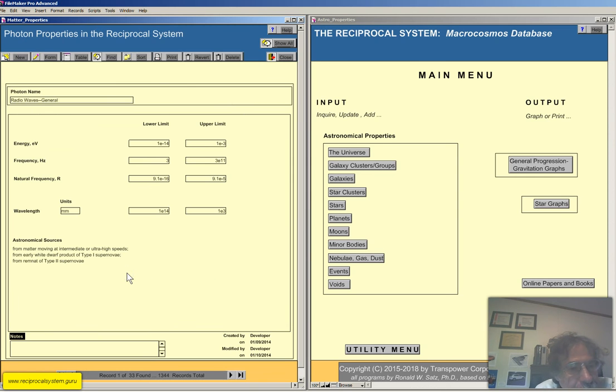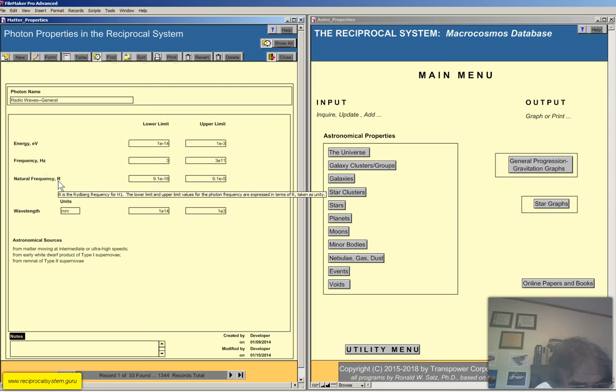Let's click on this. Boom, there we are. And we have 33 records for photon properties. Here's the photon name. This is record 1, obviously. This is radio waves general. And here you have two columns, the lower limit and the upper limit. This is in terms of energy. So energy in electron volts, 1e to the minus 14 for the lower limit, 1e to the minus 3 for the upper limit. Frequency in hertz or cycles per second goes from 3 to 3 times 10 to the 11th.